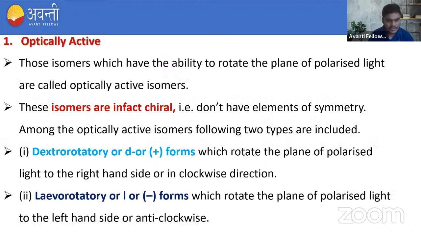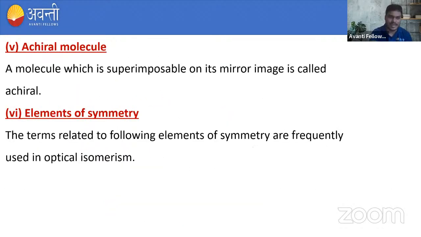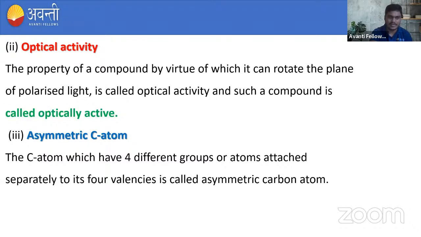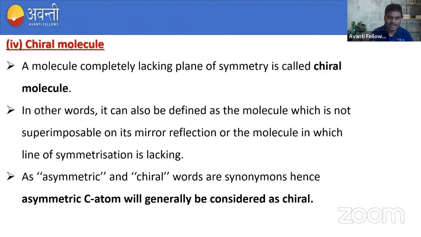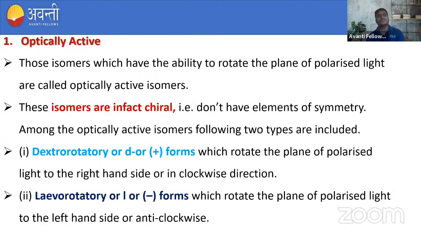So, what is optically active? If you know these terms, that is the elements of symmetry, chiral molecule, asymmetric carbon, optical activity, polarized light, then how will you define optically active compounds? Those isomers which have the ability to rotate the plane of polarized light are called optically active isomers. Always remember, right? These isomers are in fact chiral. Chiral means they do not have an element of symmetry. Always remember, for a compound to be optically active, it must be chiral, right?